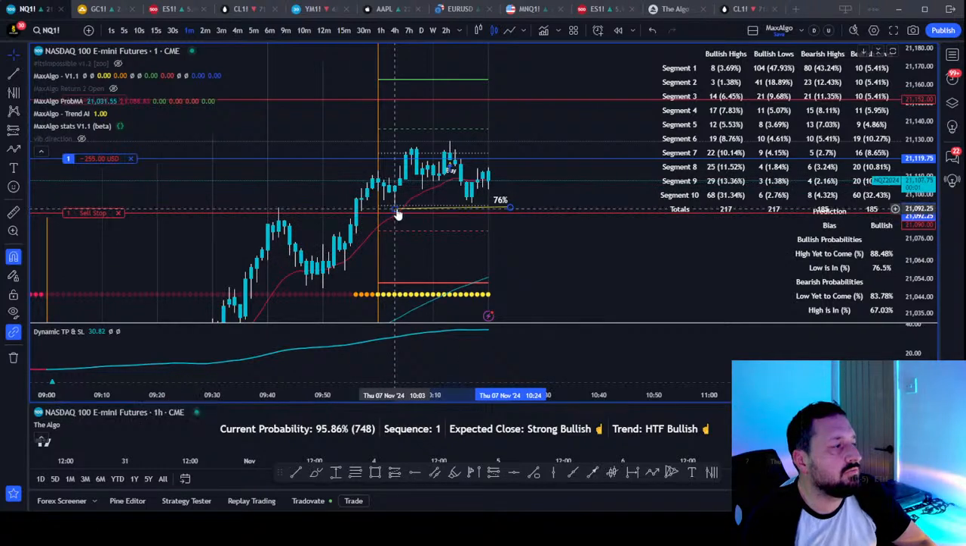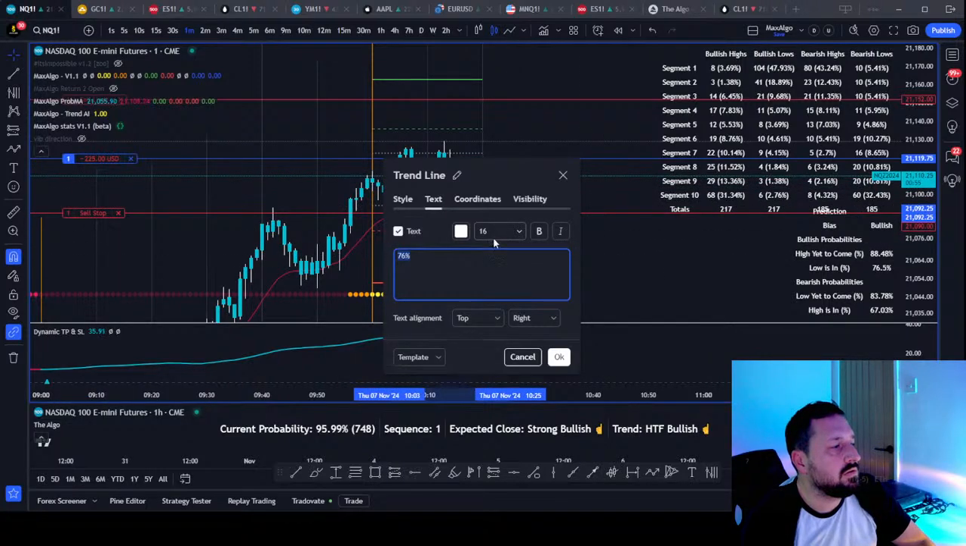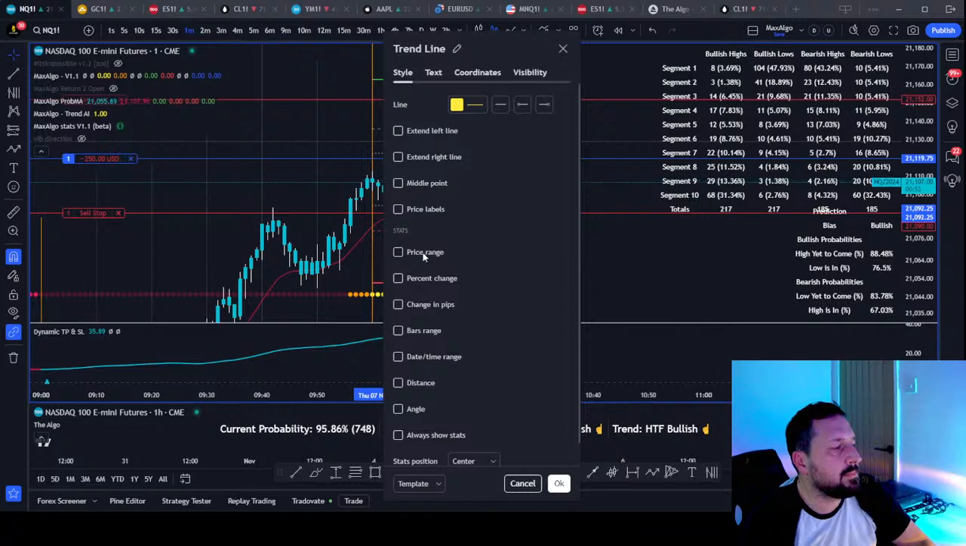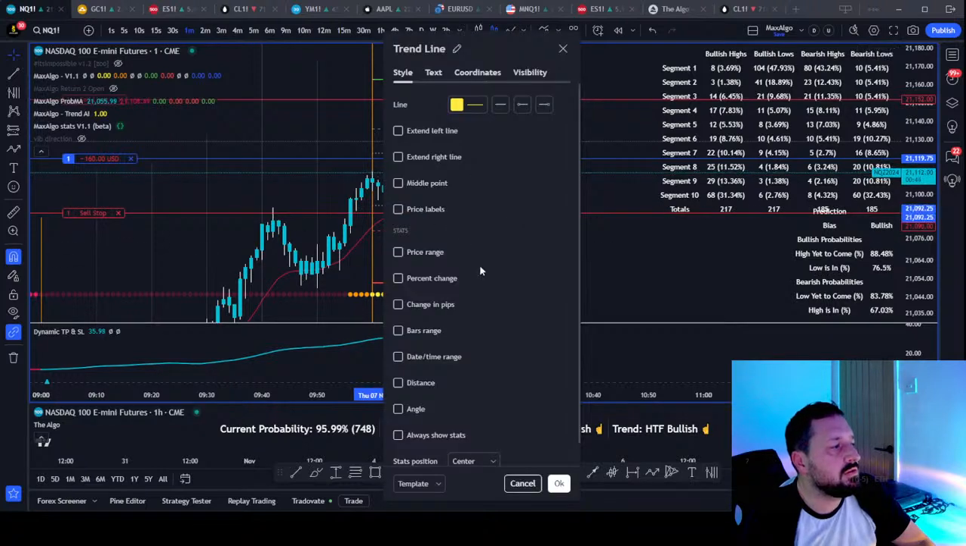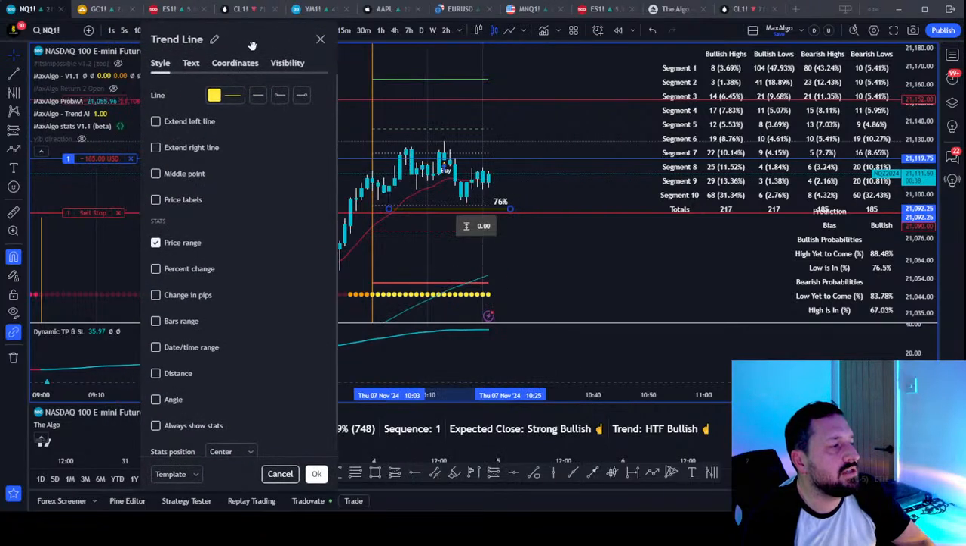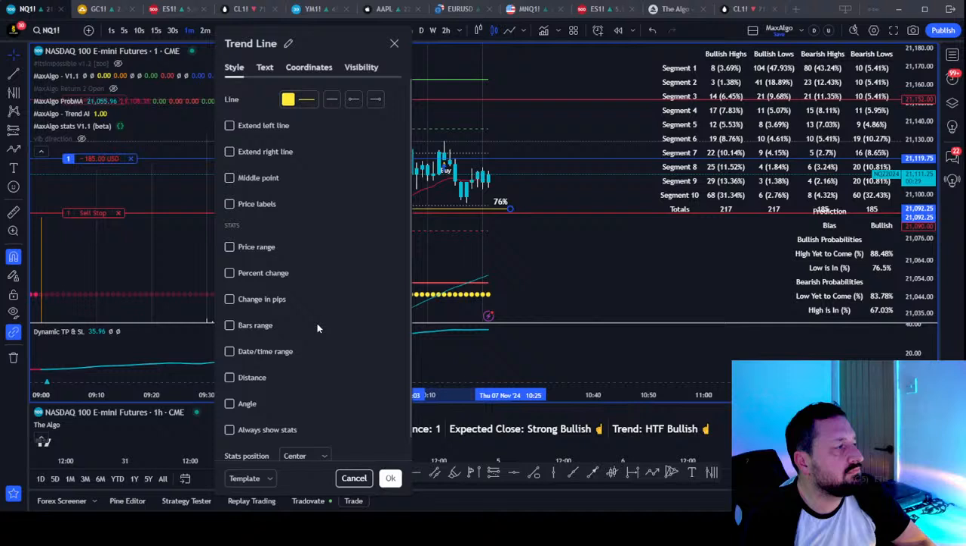Oh, it's not on the low. My apologies. Let's put our price label on. It'd be nicer if it was price range. What does that do? Rubbish. It just gives us our price labels on here. I'll leave them on.